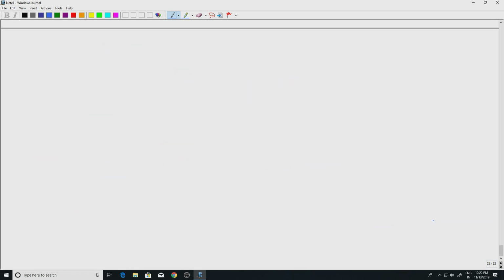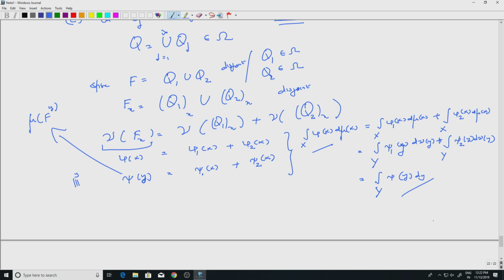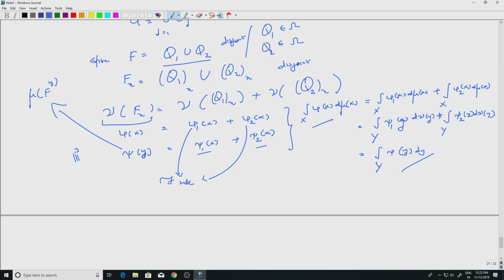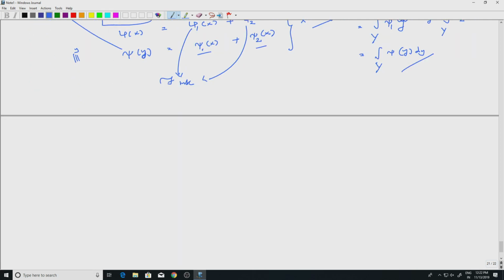So measurability follows, that I should have mentioned. Phi 1 is measurable, phi 2 is measurable. So these are script F measurable, and so the sum is measurable, right. Similarly for these two. So if I have a disjoint union of two such sets, then I know that that is in omega. Okay. So now we go back to our situation.